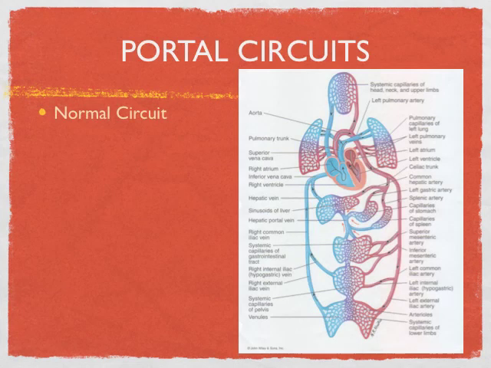A normal circuit, as we've been describing already, would look something like this, where blood flows out through arteries, through capillaries, and through veins and back to the heart. Let's look at an example of a portal circuit now.